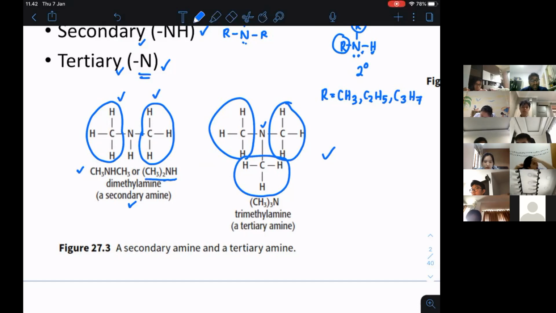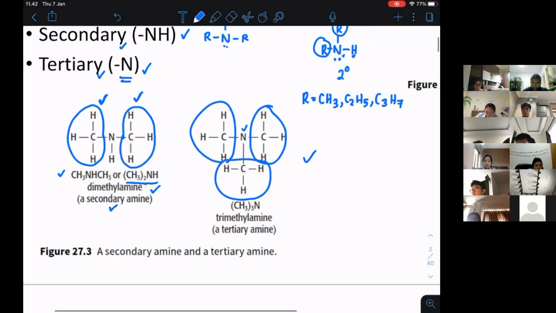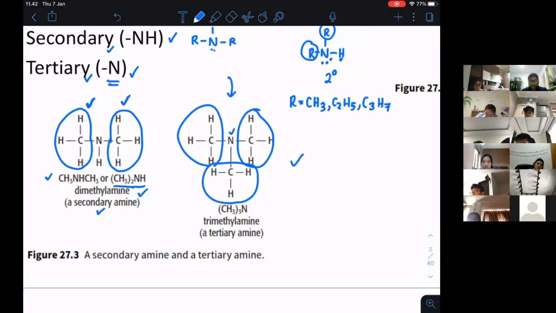The name, how do we name? We call it amine. If there are going to be 2 R groups, and those R groups are going to be methyl, so there are 2 methyl groups, therefore we call it dimethylamine. Here, this is also an amine. How do we call this? This is going to be 1 methyl, 2 methyl, another methyl. So it's trimethylamine. This is how we write down the name.